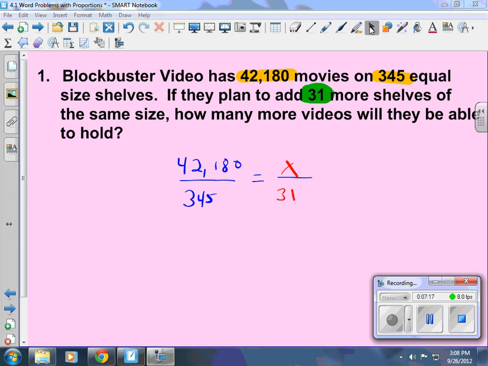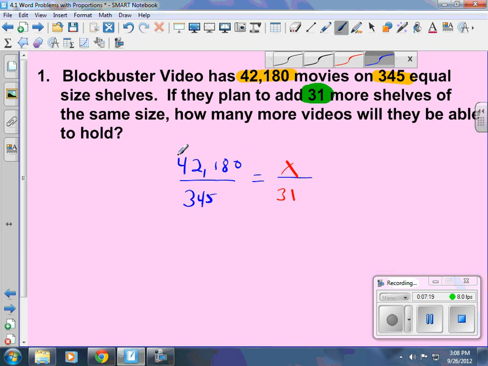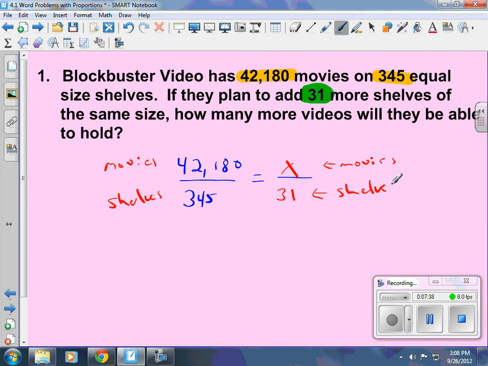Okay, so the important thing here is that if you put movies on top of your fraction here, this must represent movies also. If shelves are on the bottom, this must also be shelves. Okay? So these 2 numbers go together because there are 42,180 movies on 345 shelves. We don't know how many movies will fit on 31 shelves.